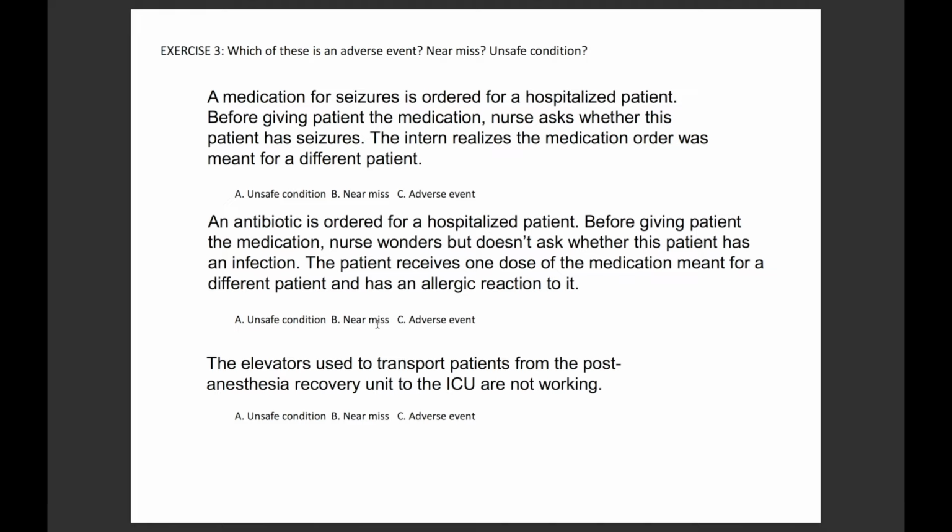So you can see buildings are unsafe conditions or near misses as well that can get in the way of patients and safety.